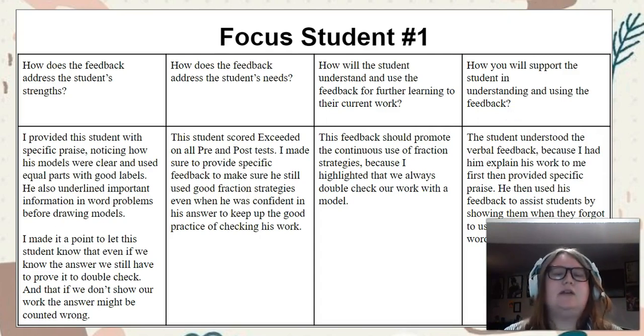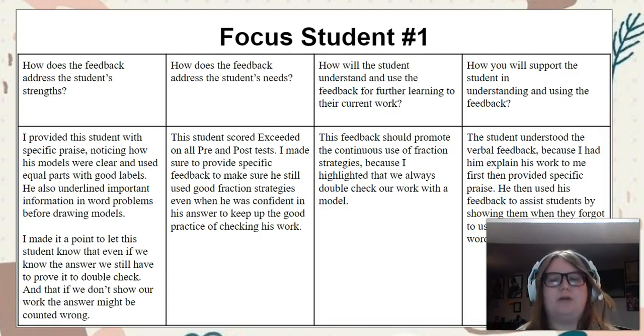achieving students. He scored exceeded on all pre and post tests. For his feedback, I wanted to really, really push that he needs to use those strategies. Even if he thinks he knows it, even if he knows it and he gets those good scores, I just made sure to let him know, we always have to double check to prove it. We always need to make sure we have that right. I had him, even though I could look at his paper and I saw he had the right answer and that he used the model correctly, I always asked him, how did he know it was right?